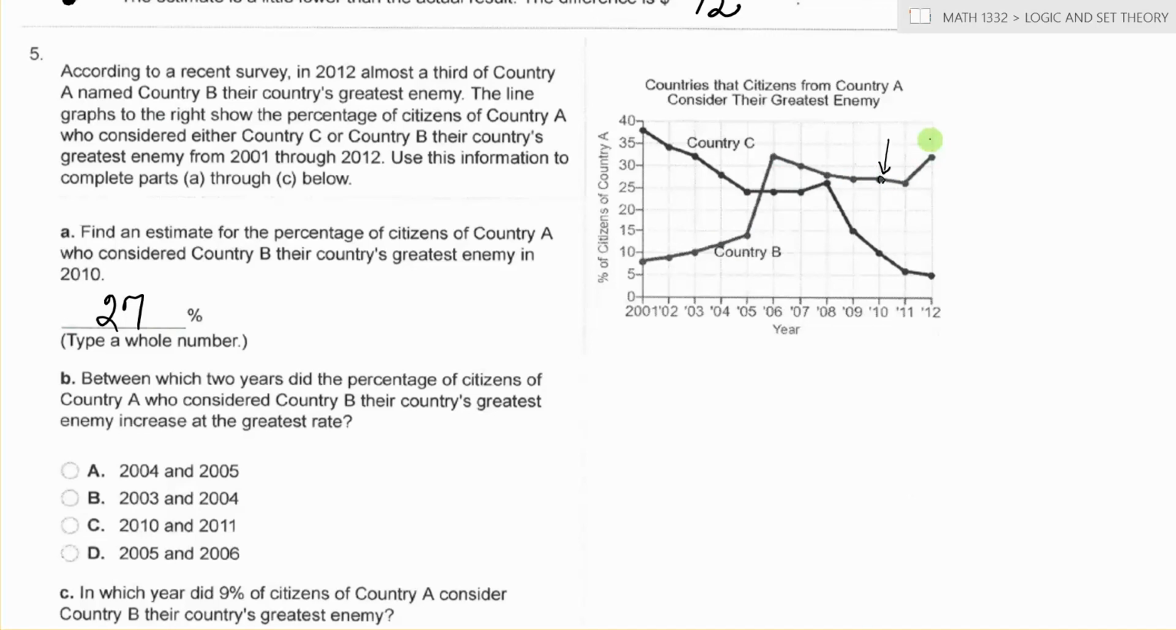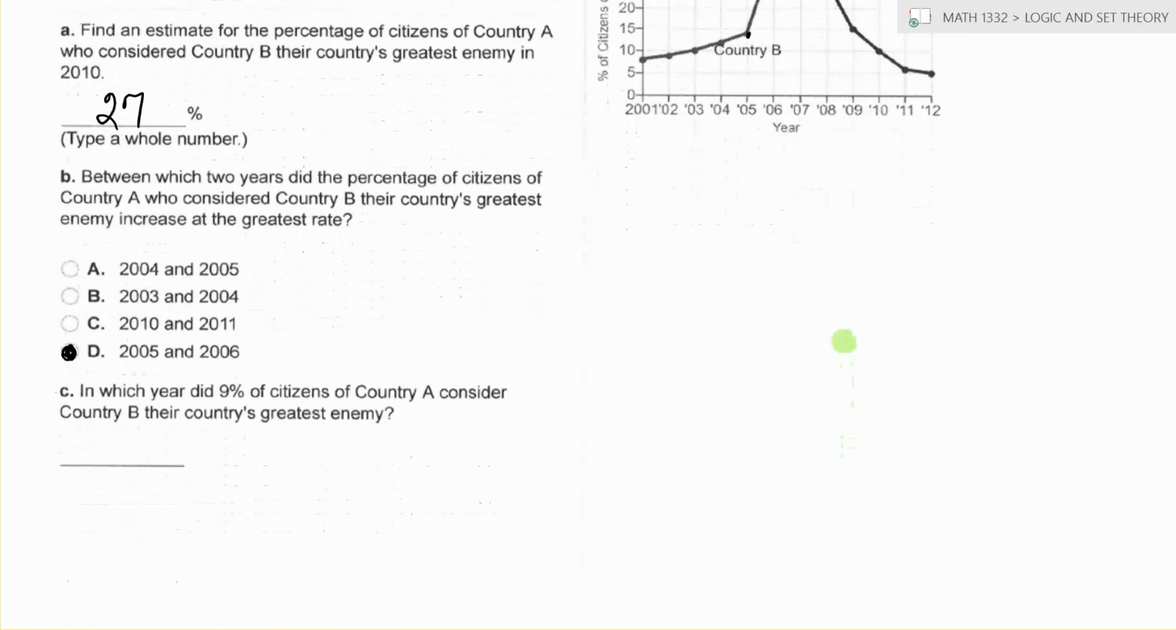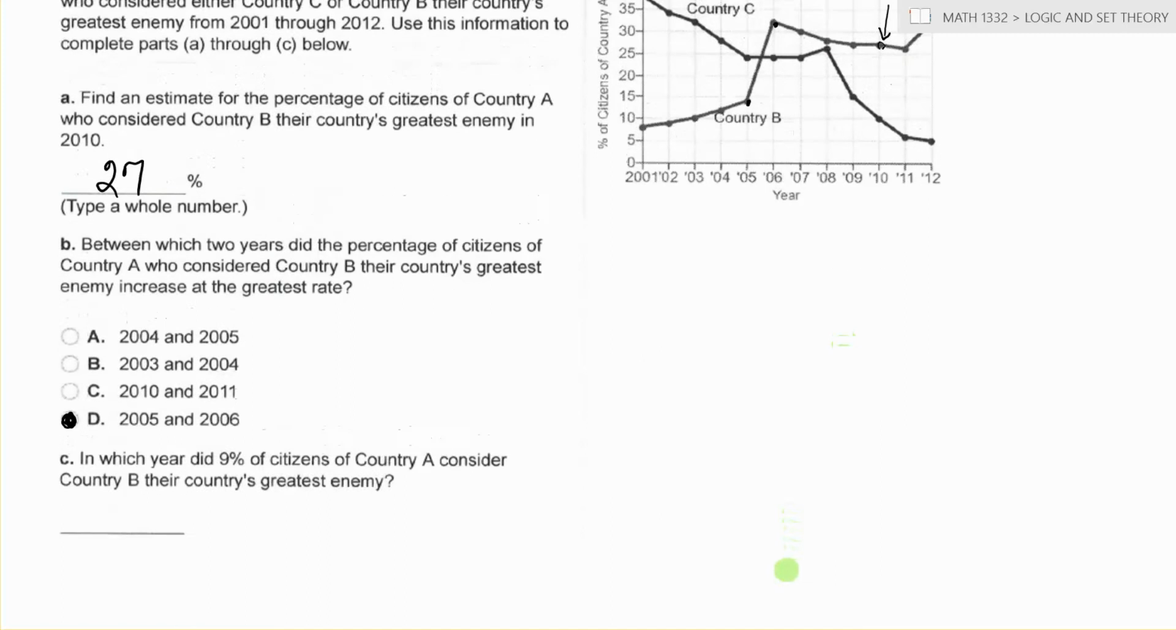Now, the greatest increase will be the steepest joint in the line. And the steepest joint is from here to here. And that occurred from 05 to 06. Okay? And then final question, in which year did 9% of the citizens of country A consider country B their greatest enemy?